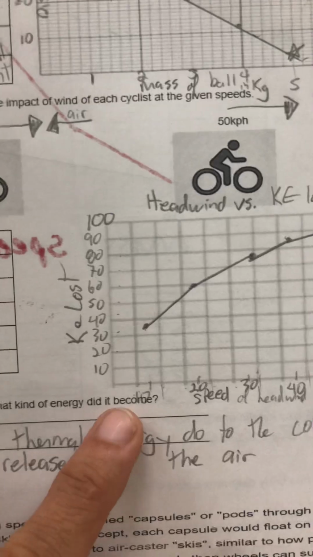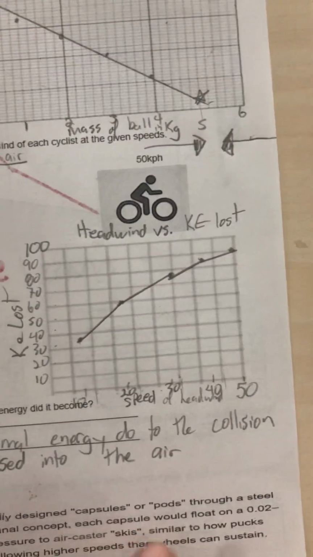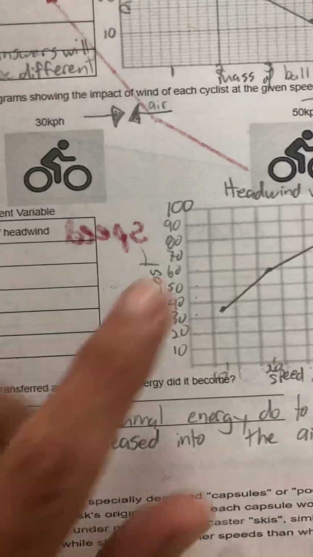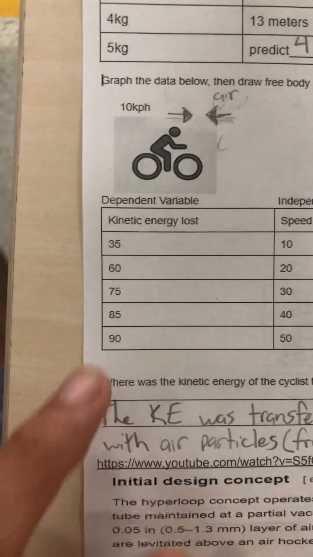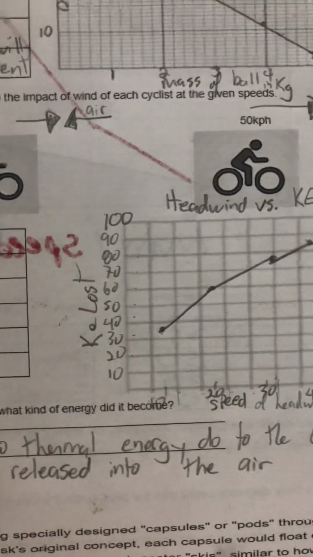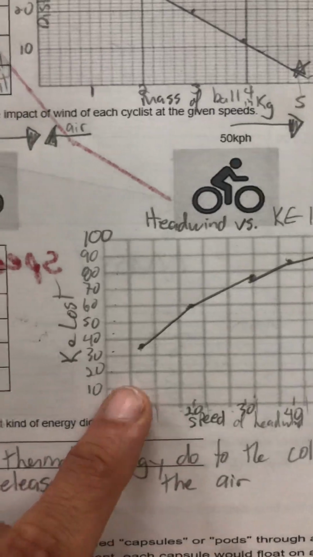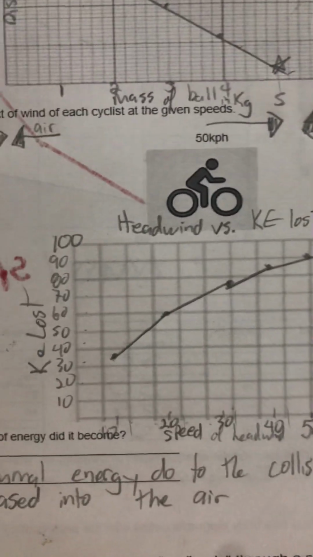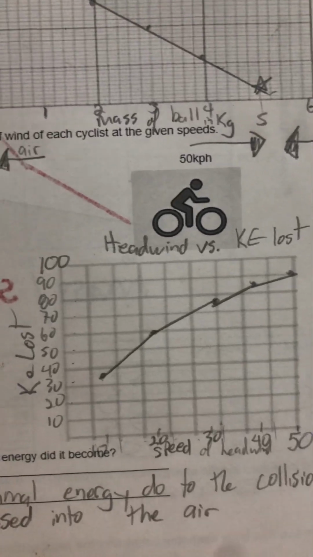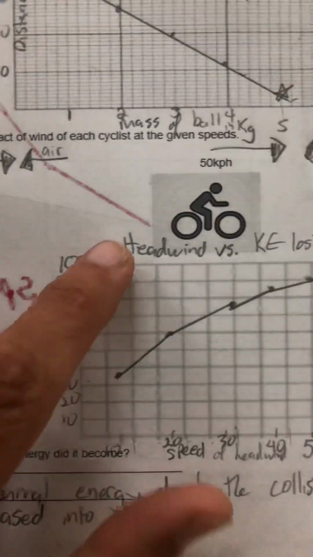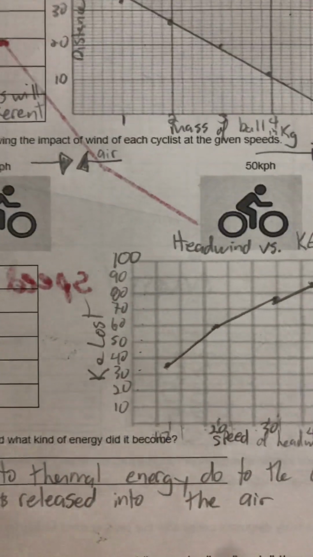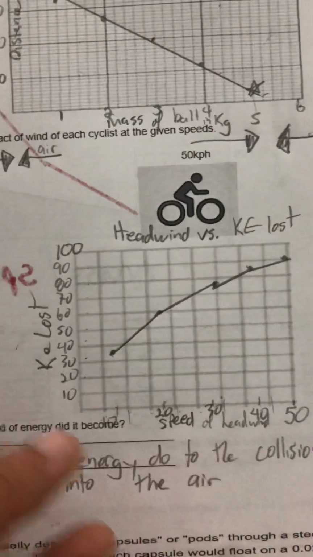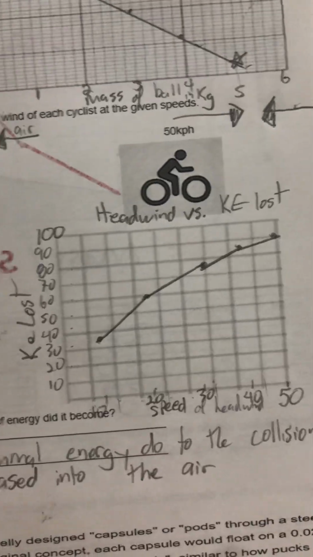So all I did was I graphed it out. I chose my scale of 50. That one, because that was my biggest number. The other side, the top number was 100. My top number was 90, so pretty good scale. I graphed it out. It did not tell me to make a line of best fit, so I didn't make a line of best fit. I just connected the dots. Great. I gave it a title of headwind versus kinetic energy lost. I titled my y-axis as kinetic energy loss. My x-axis is speed of headwind.